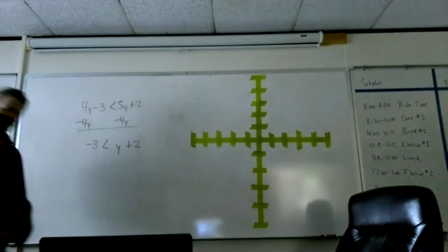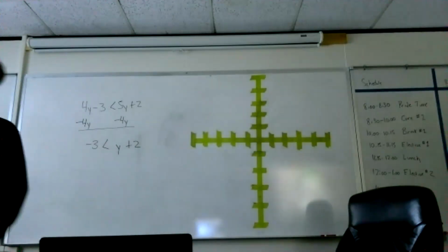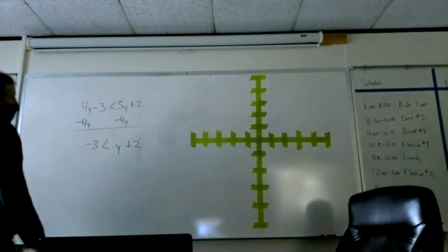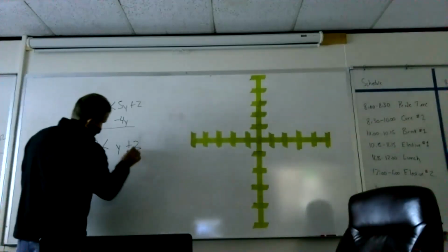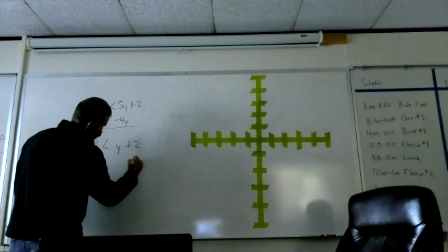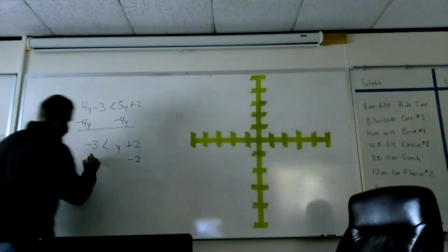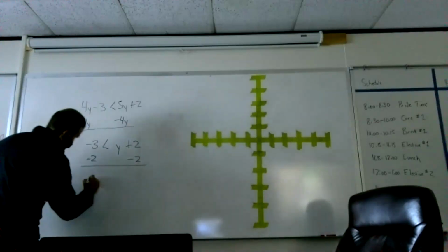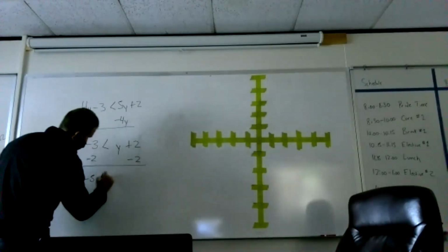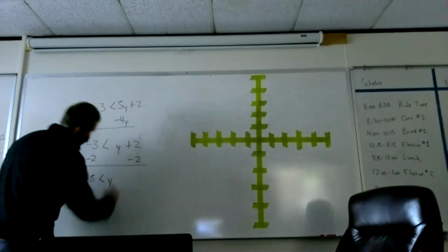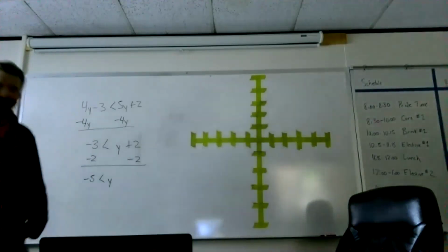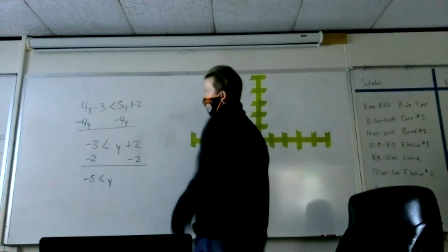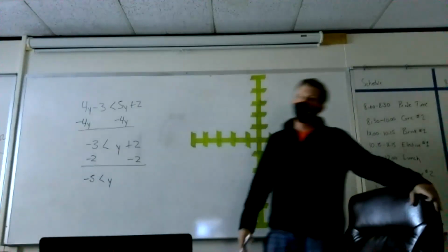So I'm starting to isolate my variable. I've cleared out anything that's multiplied with it. Now it's just 1. The second step is I'm going to take this plus 2 and reverse the operation. So I'm going to minus 2 on both sides. And I'm going to be left with negative 5 is less than y, or y is greater than negative 5.